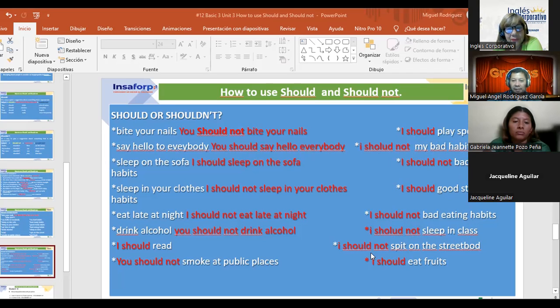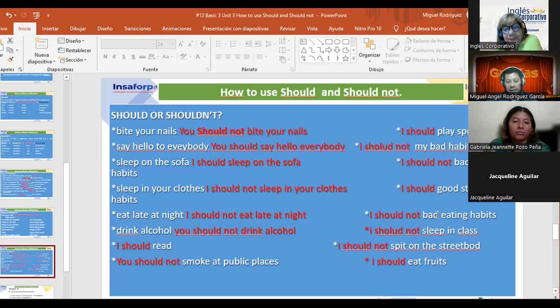I shouldn't sleep in class. I shouldn't speak on the street ball. I should eat fruit. When you say "I shouldn't," my bad habits. Let me check, because I don't see the verb there. Bad. Malo. What is the verb here? I shouldn't. Okay, the spelling is not correct, but what is the verb here? Will you say my bad habits? Bad study, good study, bad eating habits.